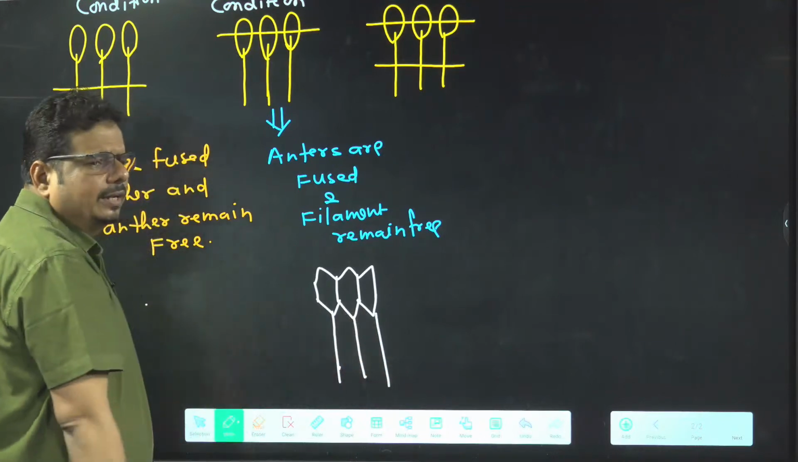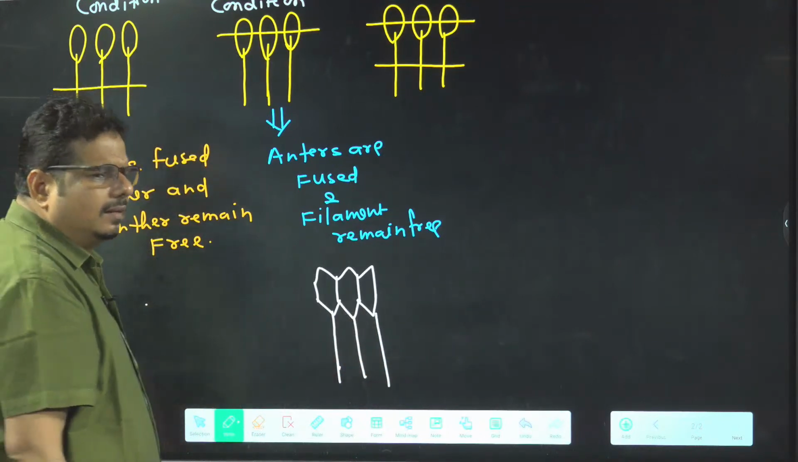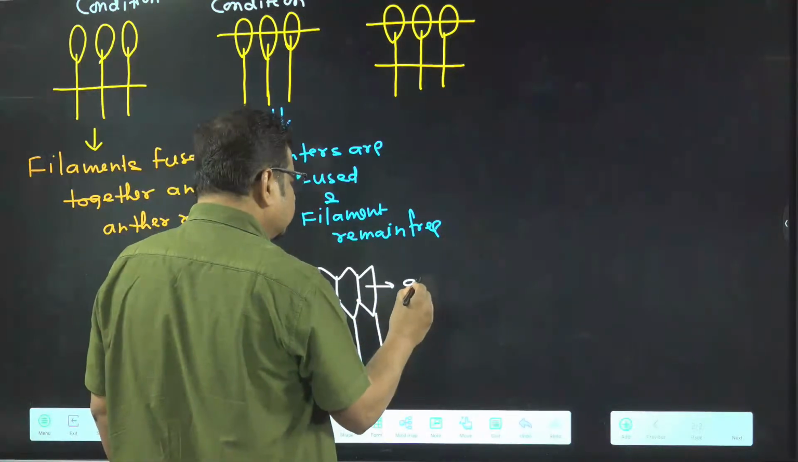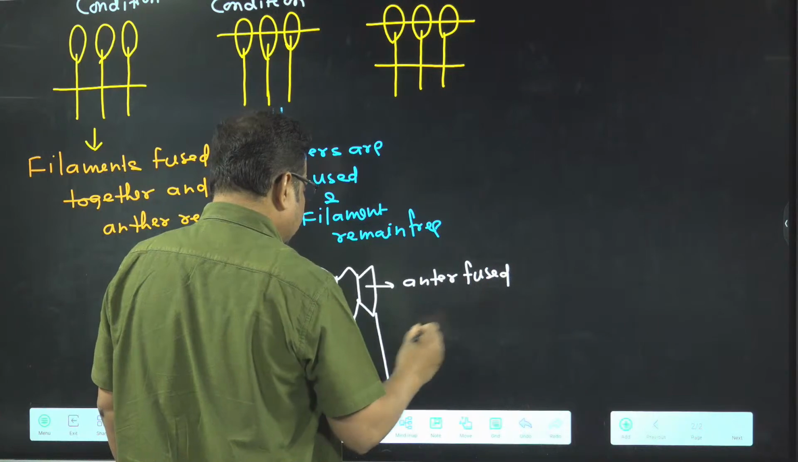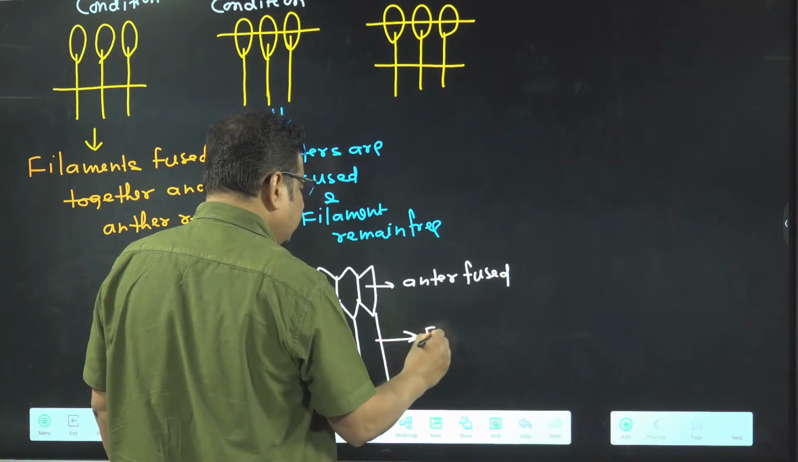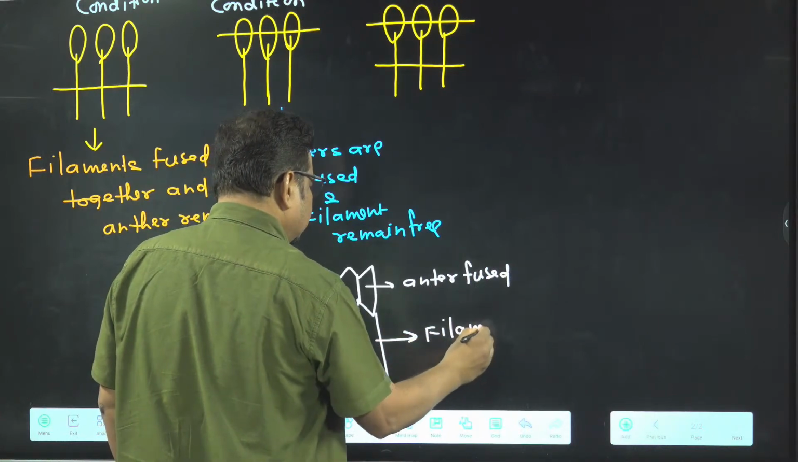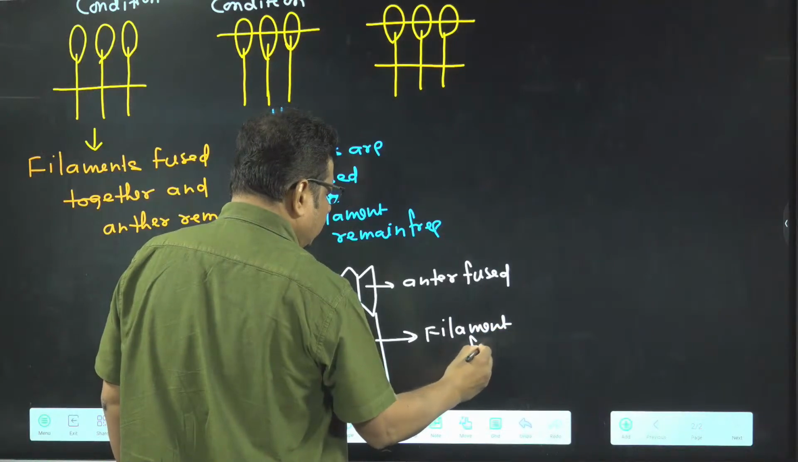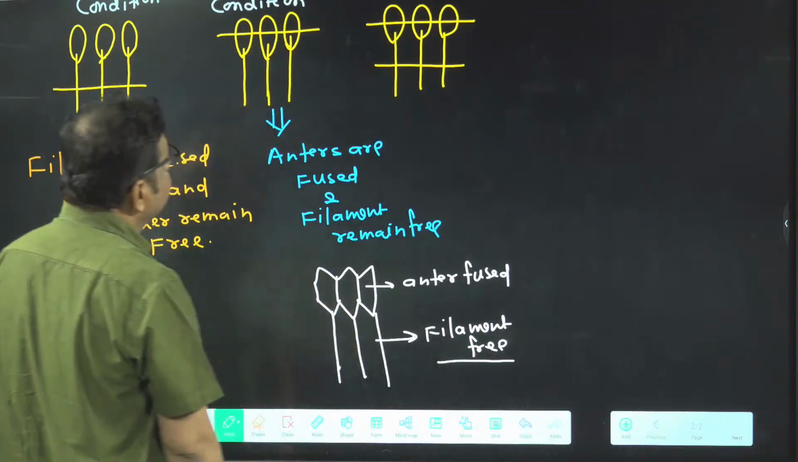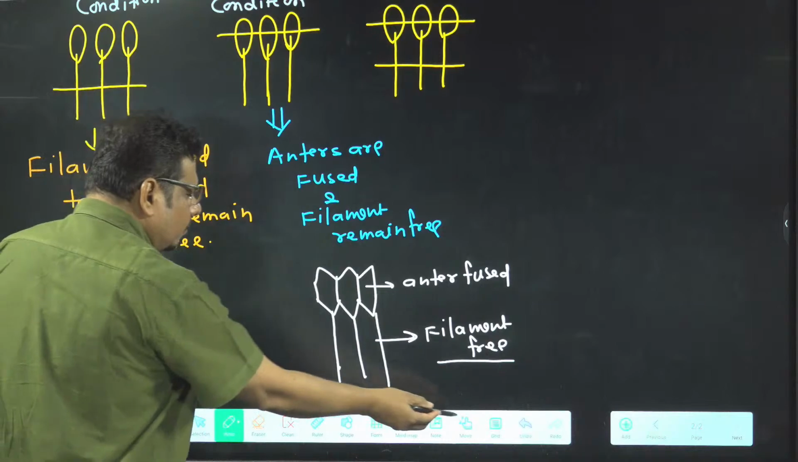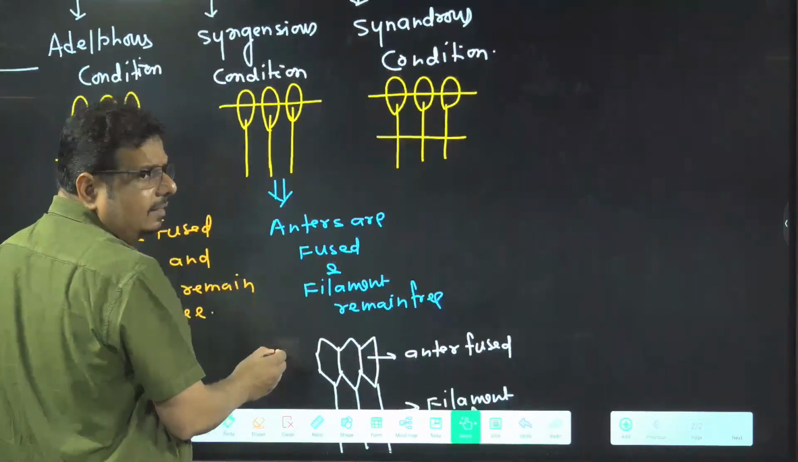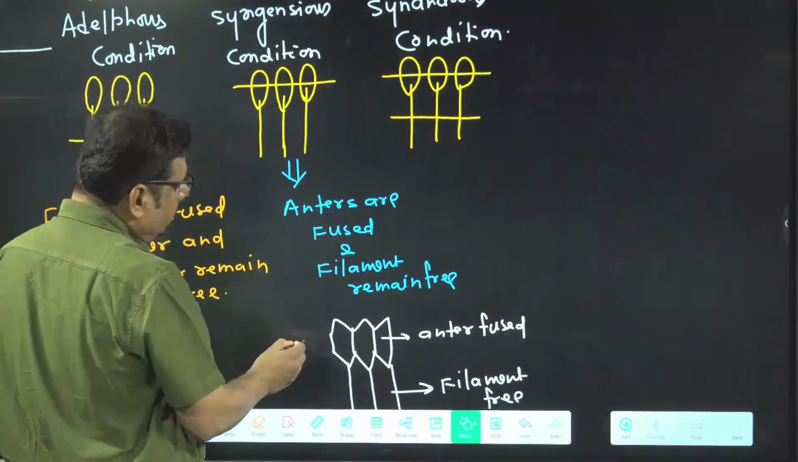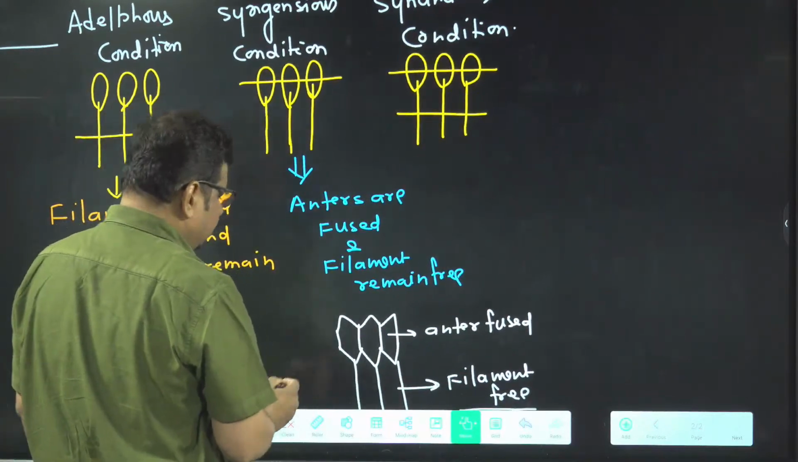Who is fused here? Tell me. Anther fused. And here filament free. Filament free. That is the condition we call, which condition? Once again you see here, syngenesis condition. And what is the example associated with this syngenesis condition?